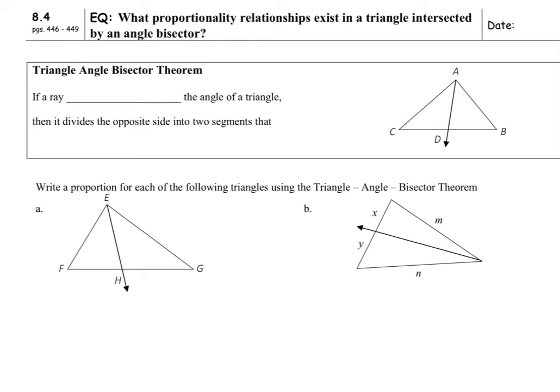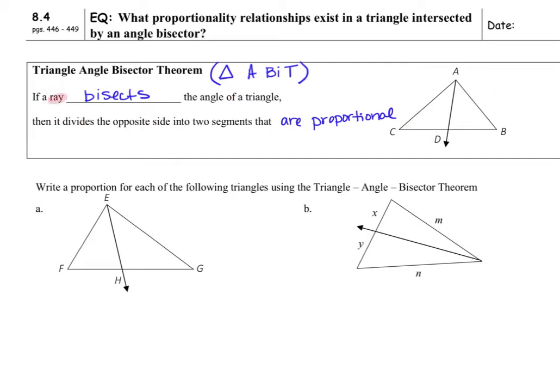We're going to continue studying the proportionality relationships that exist in triangles, specifically this time triangles that are intersected by an angle bisector. So let's look at the triangle angle bisector theorem. If any ray bisects the angle of a triangle, then it divides the opposite side into two segments that are proportional. So let's apply this definition to the diagram.